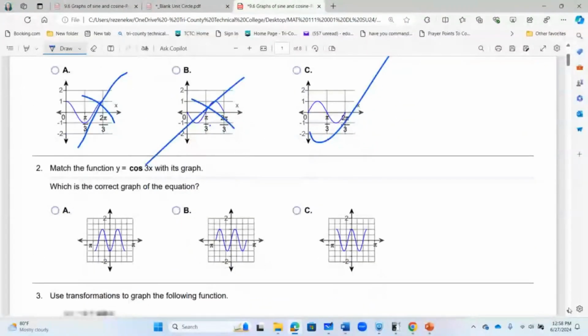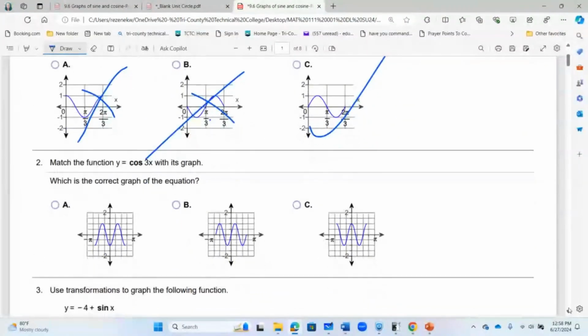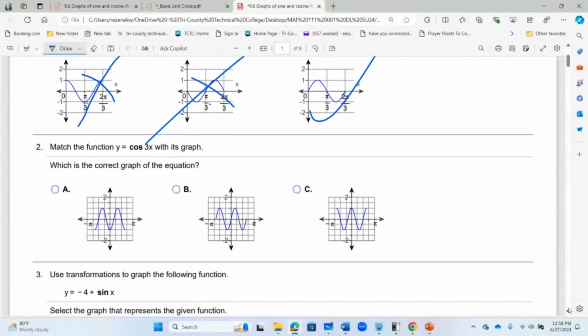Match the function y equals cos 3x with this graph. You already know that the cosine curve is symmetric to the y-axis. It cannot be this one because it's not a reflection. And it cannot be this one, it's not a reflection. So it has to be this one because this curve, even though it's enlarged, is symmetric to the y-axis. So that's what I've been trying to make sure we know.